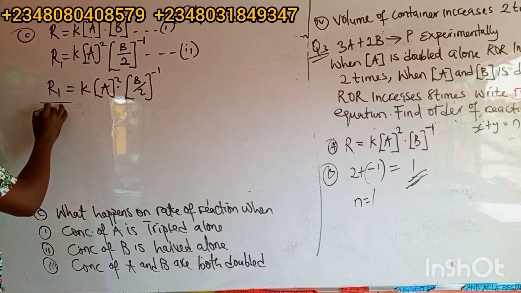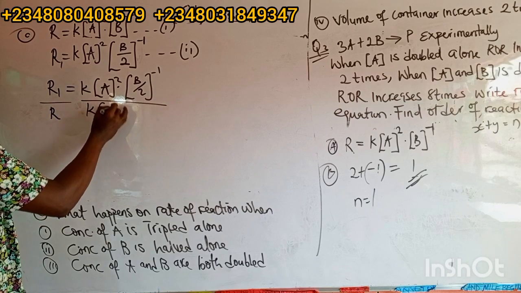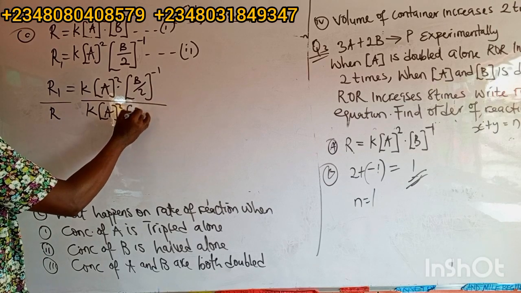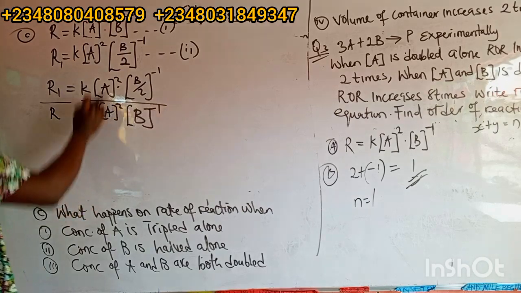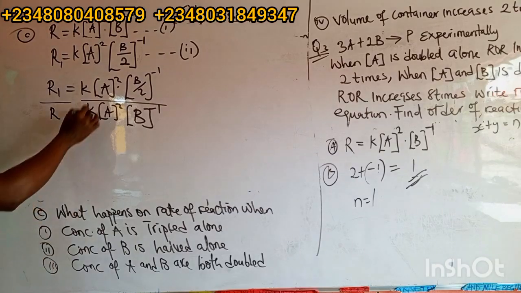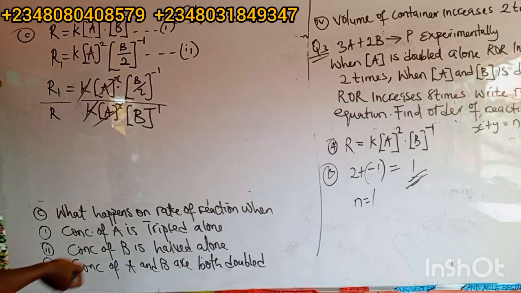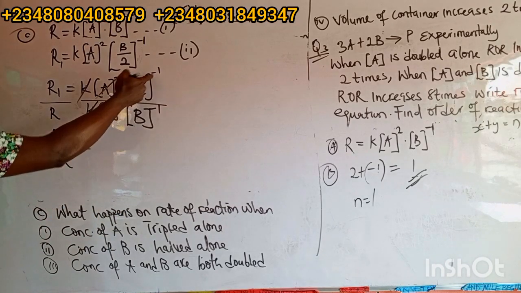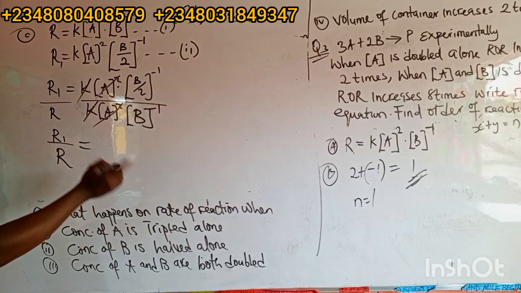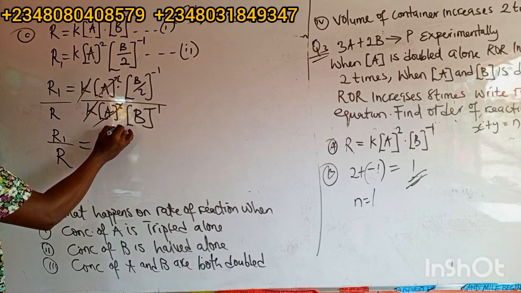We have this one over R, K into A raised to power 2, B raised to power minus 1. That is equation 1. What happened? K cancels K, this one cancels this. I have this. Do your mathematics. I have R1 over R equal to this one. It means B raised to power minus 1. Abi?